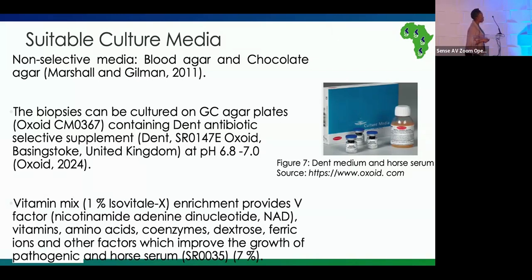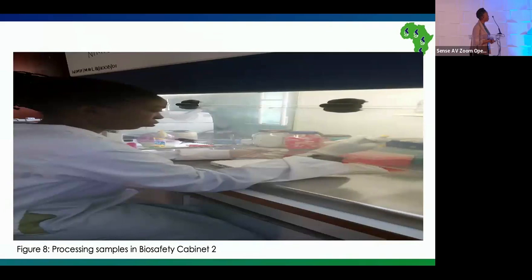For vitamin mix and horse serum in a bottle of 450 mL, about 5 mL of vitamin mix, that's about 5%, and 45 mL of horse serum is introduced into this mixture in order to have a good balance of the media. And all this preparation is done under a safety cabinet level 2 in order to prevent contamination.